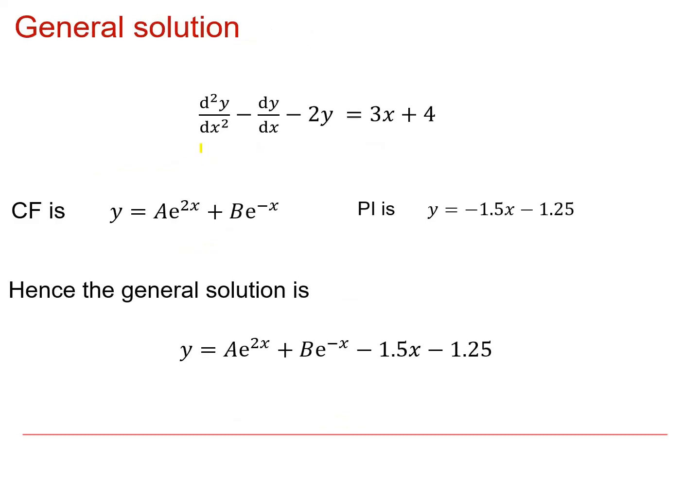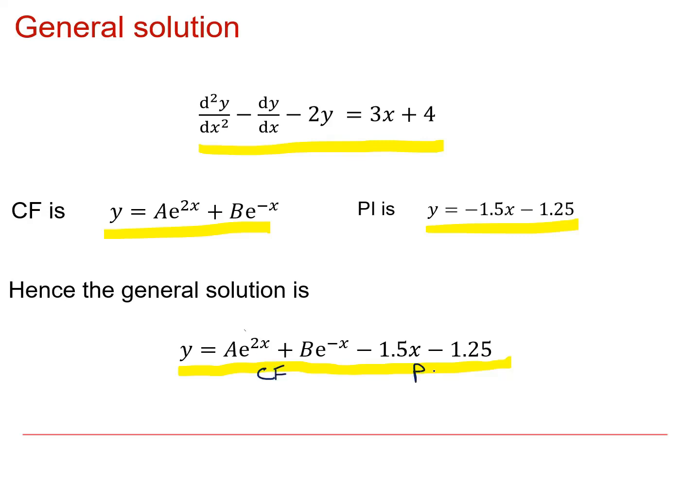So now looking at this whole differential equation, the complementary function is this, the particular integral is this, and so the general solution is the sum of the two. So this bit here is the complementary function, and this bit here is the particular integral. Now I know that if I substitute this back into the original equation, then all of the bits for the complementary function, when I sub them back into here, are going to give me 0, and all of the bits for the particular integral, when I sub them back into here, are going to give me 3x plus 4. So it really should work out.